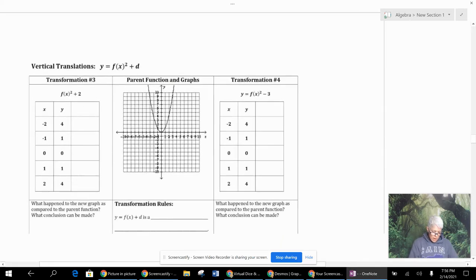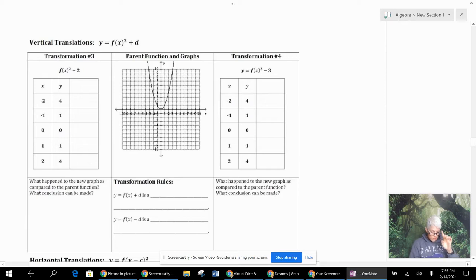All right, transformations. If you notice this new one here, the parent function looks exactly the same, only it says plus D. So let's see what that means. I'm going to analyze. It's outside of the parentheses, so it's affecting the y. So instead of using these original points for y, I'm going to add 2 to all of them.